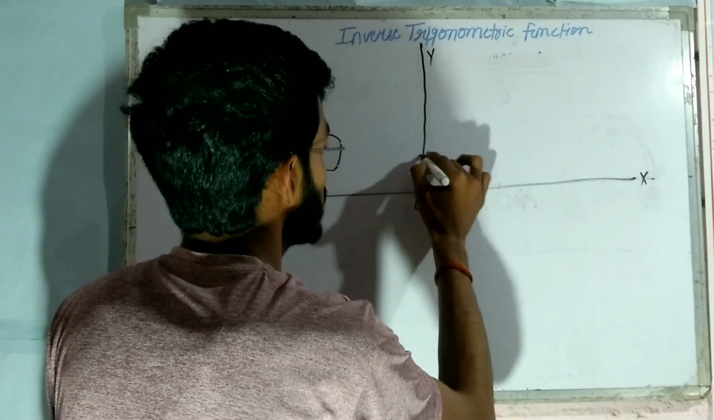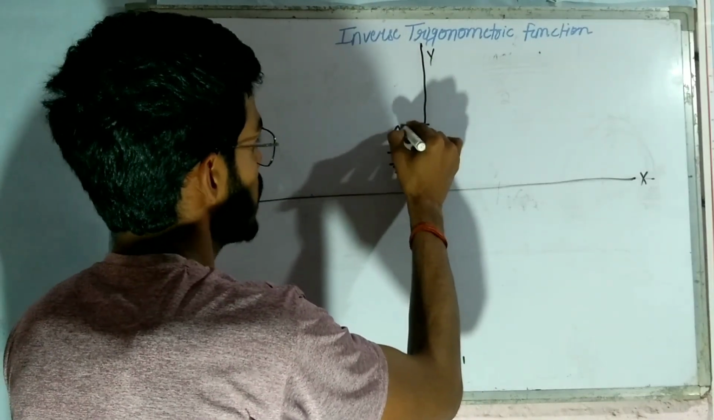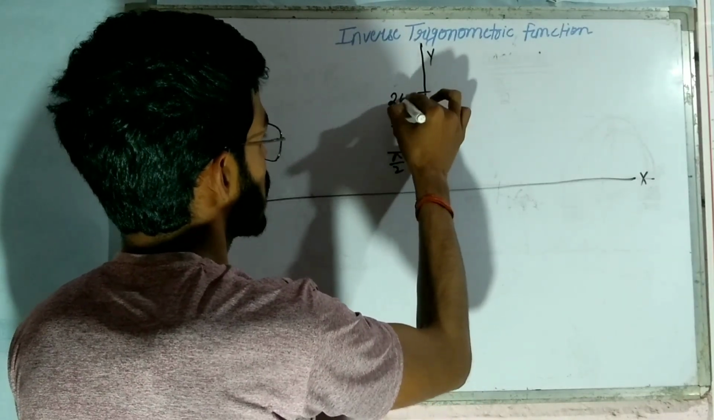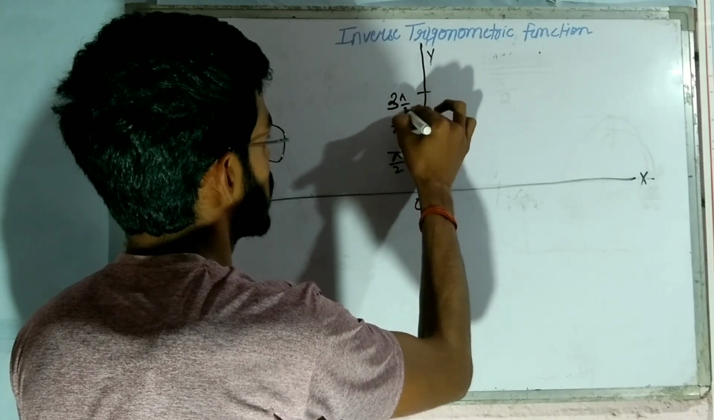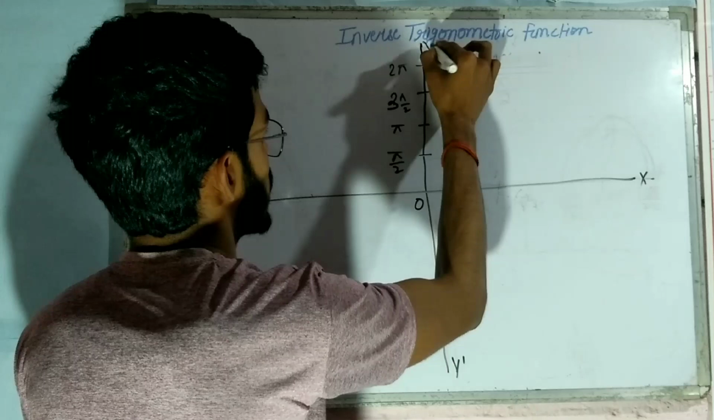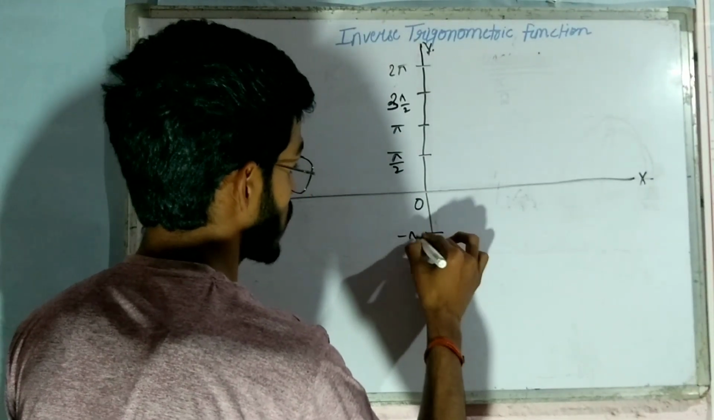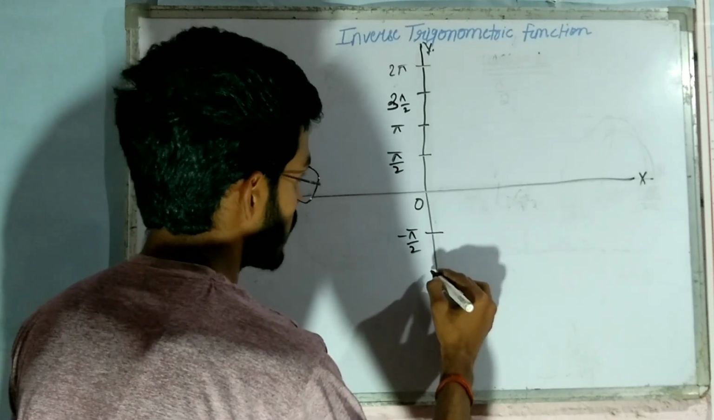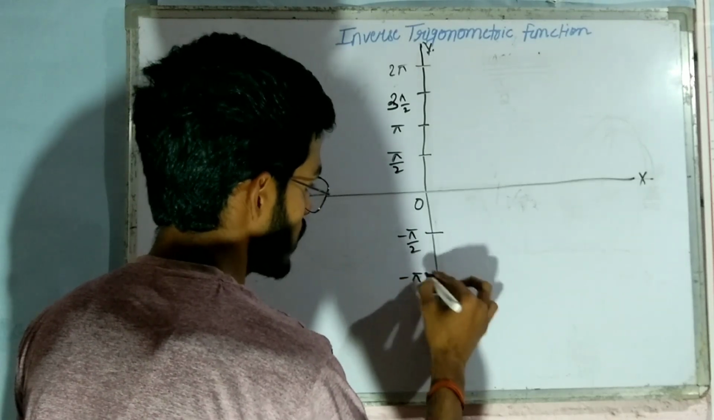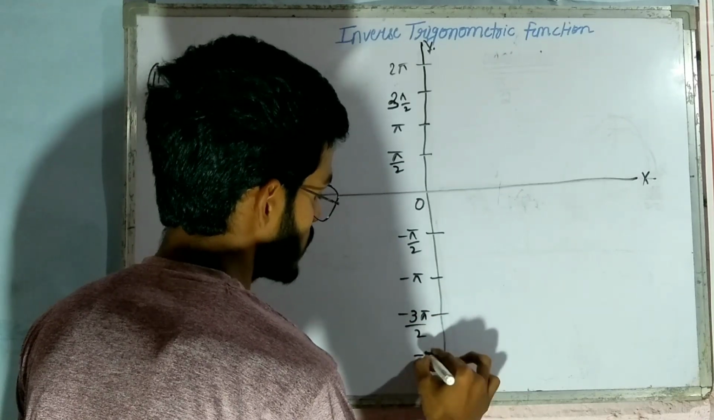So now we considered pi by 2, pi, 3 pi by 2 and 2 pi, similarly on the negative x-axis, negative y-axis: minus pi by 2, minus pi, minus 3 pi by 2 and minus 2 pi.